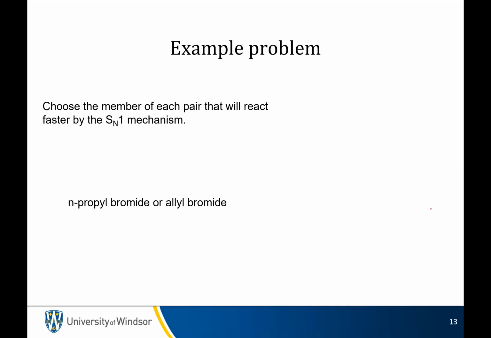Let's look at a few of these examples. So there's a pair here, N-propylbromide or allylbromide. Which one will react faster by an SN1 mechanism? To answer that question, the first thing you need to know is what are these and draw them out. So I'll give you a second to draw those out and give your guess.